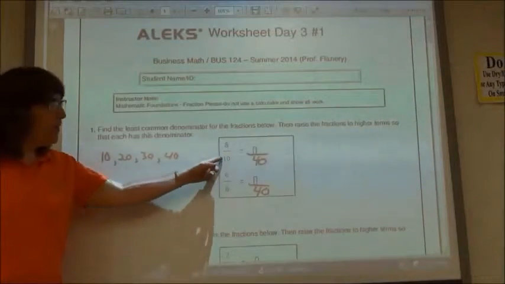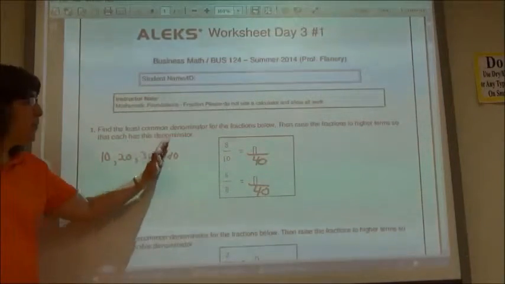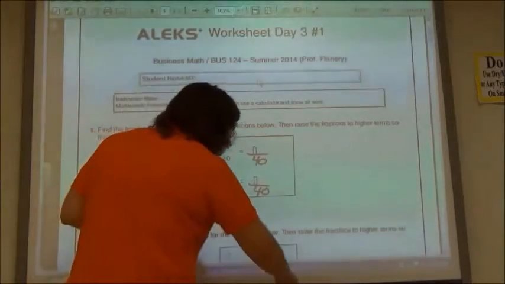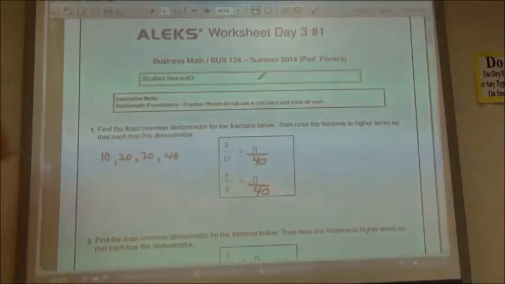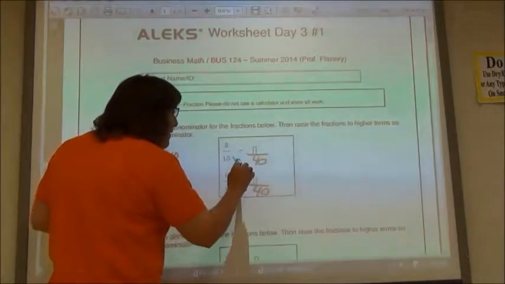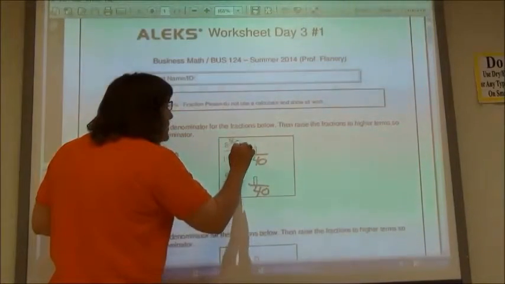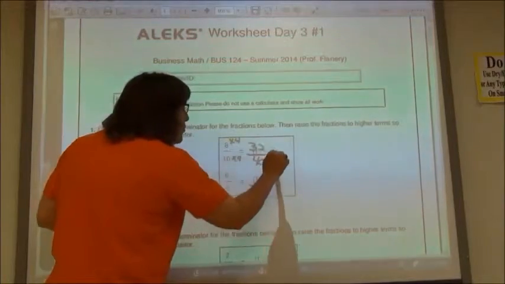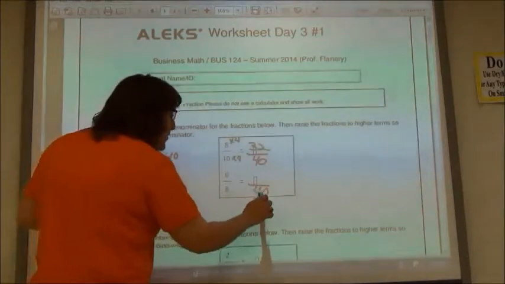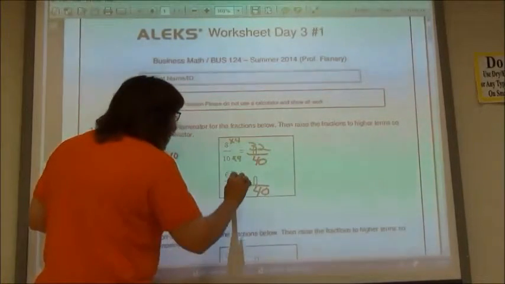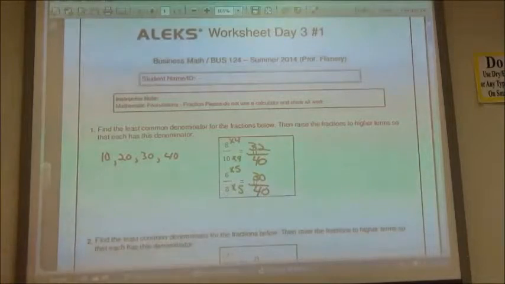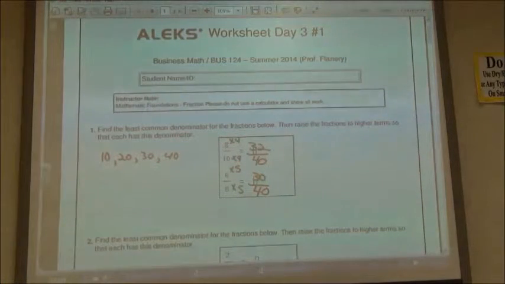So start with the bigger denominator and start listing the multiples until you find one that the smaller one goes into. Now I have to make my equivalent fraction like I did on the previous page. 10 goes into 40, 4 times 8, 32. So I would have 32 40ths. 8 goes into 40 5 times. So 6 times 5 is 30. So I have 32 40ths and 30 40ths.